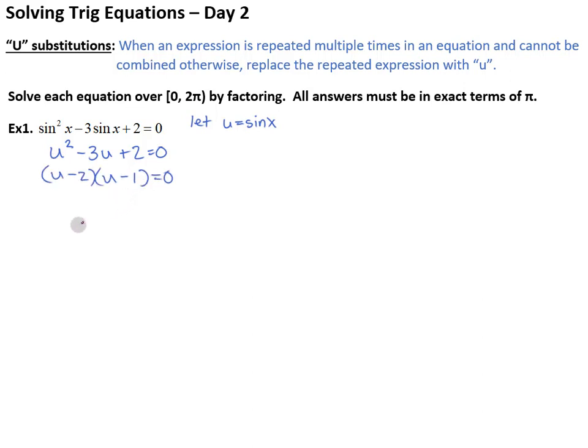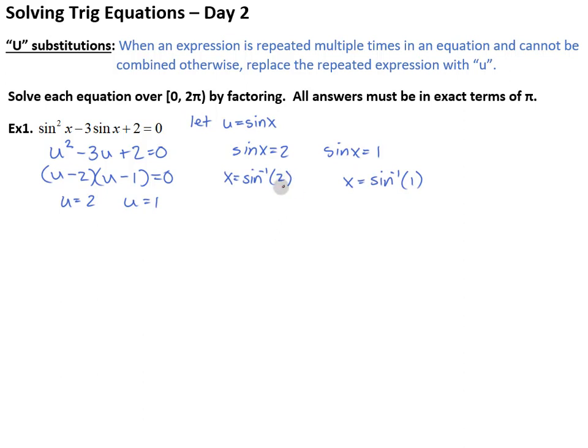Okay, so this time we didn't need the quadratic formula or anything crazy here, but sometimes you may need to do that. And now we can solve each of these factors, which tells me that u equals positive 2 and u equals positive 1 through the zero product property, and then we substitute back in our sine of x. So instead of u, we're going to say sine of x equals 2 and sine of x equals 1. Okay, so we take the inverse sine of both sides.